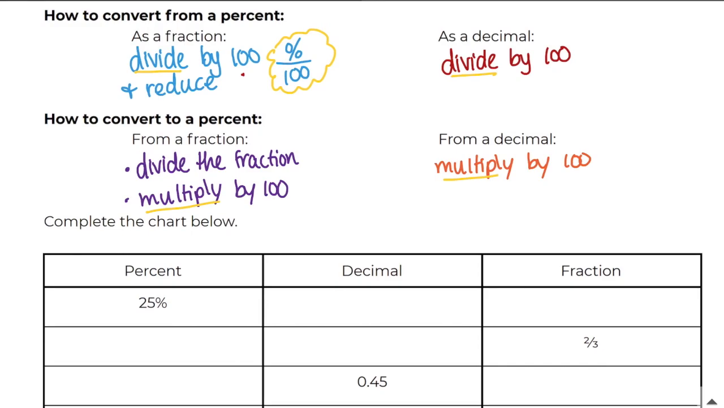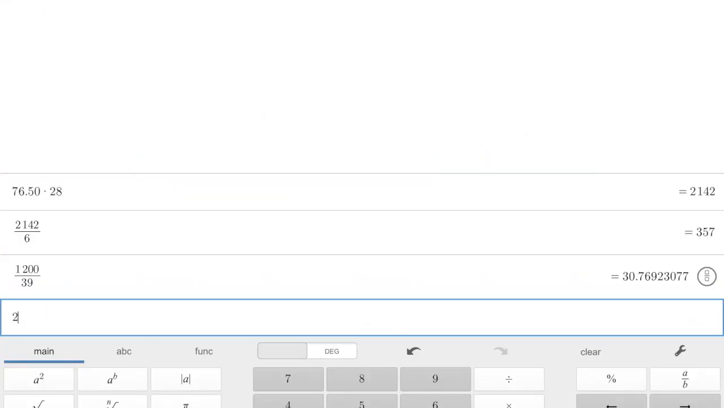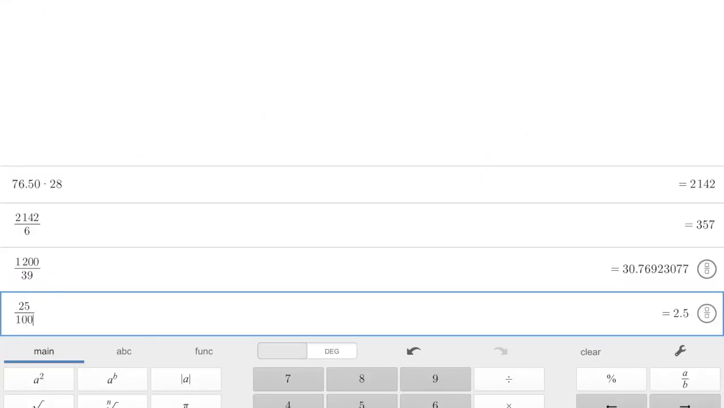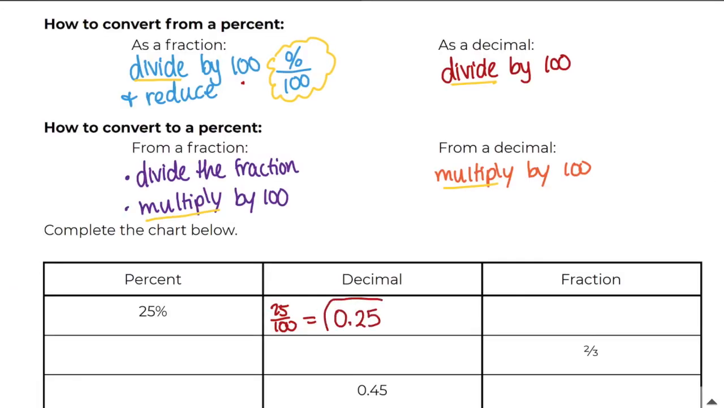The first example is 25%. To find out what it is as a decimal, I would just divide 25 by 100, because that's what it says here, divide it by 100. And 25% means it's 25 out of 100. So let's type that into our calculator. 25 out of 100 would give me 0.25. So this is our decimal.